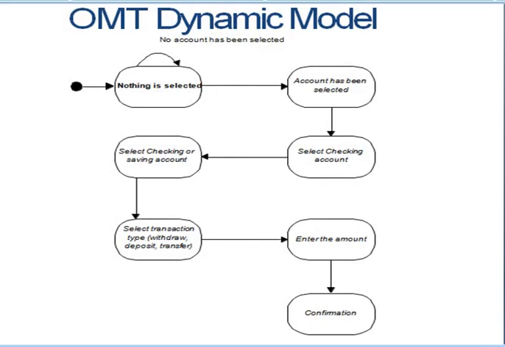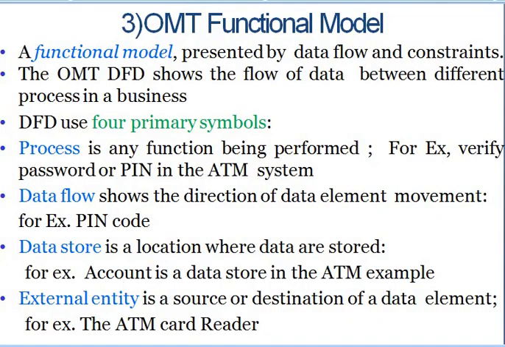This is considered as a dynamic model. A functional model represented by data flow and constraints. In object modeling technique, data flow diagram shows the flow of data between different processes in a business. Data flow diagram uses 4 primary symbols such as process, data flow, data store, and external entity.